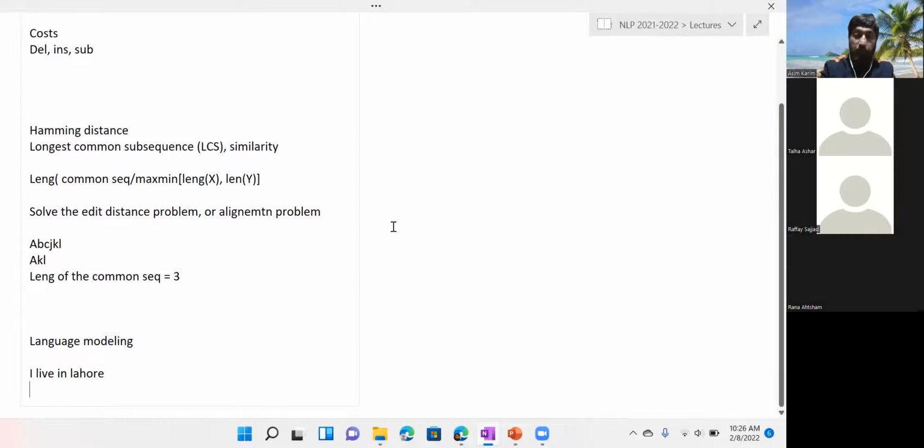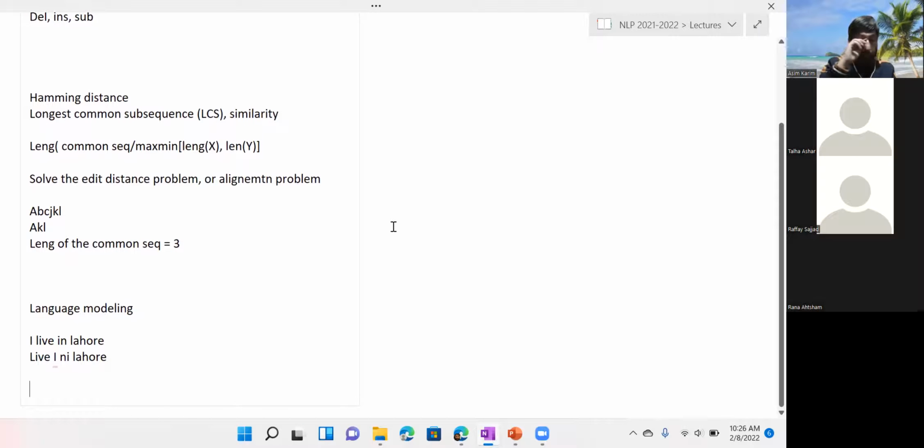But if I just flip this or write it in a different way, "live I NI", this is a spelling error, and then let's say Lahore. So this sequence of words is not correct in the English language. So we would like to have a computational way of determining which one is correct and which one is incorrect. And as you can imagine, for such types of tasks, we rely upon probability theory.